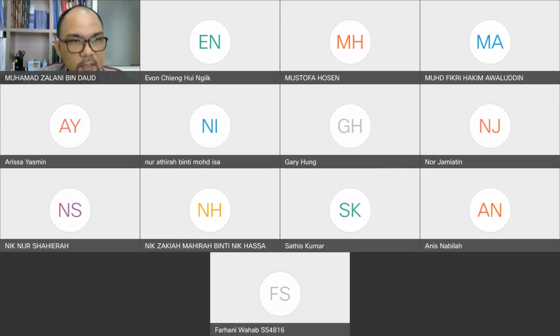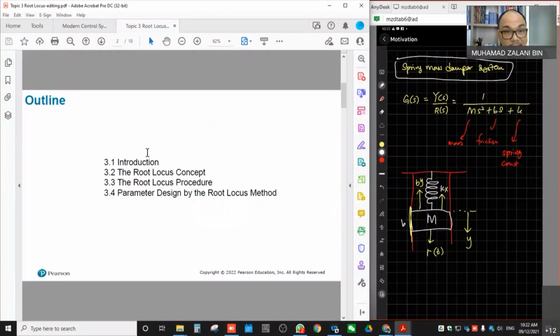Okay, so in this session, we are going to discuss the root locus technique or root locus method, which is topic 3, root locus method. These are the sections of topic 3 that we are going to discuss. We will finish this in around 2, 3, or maybe 4 sessions. Basically, I will start with the introduction, then the root locus concept, and the root locus procedure. Those are the three subtopics or sections that I'm going to discuss.